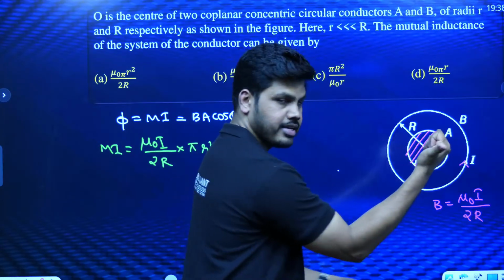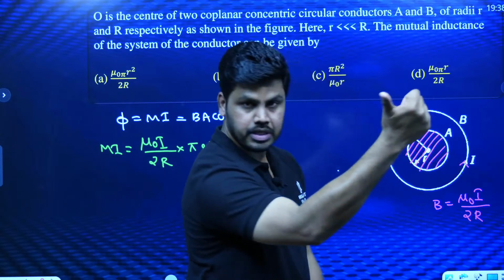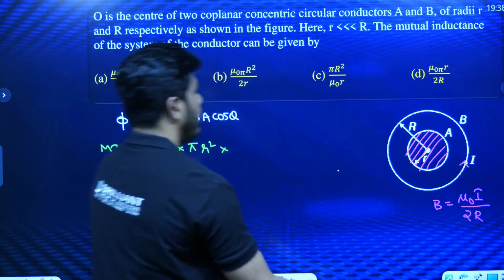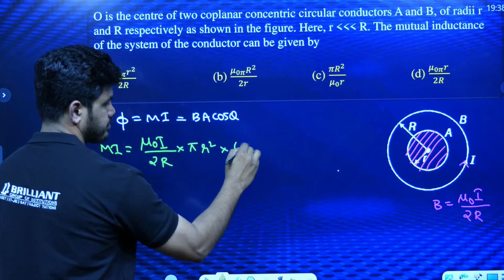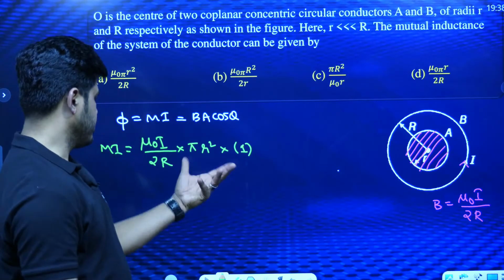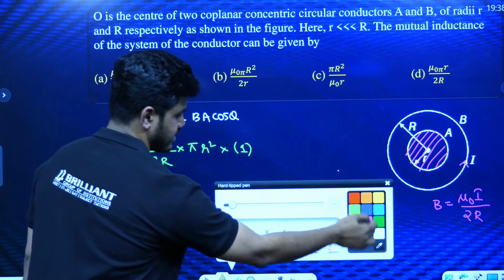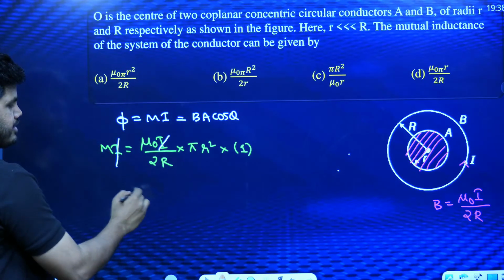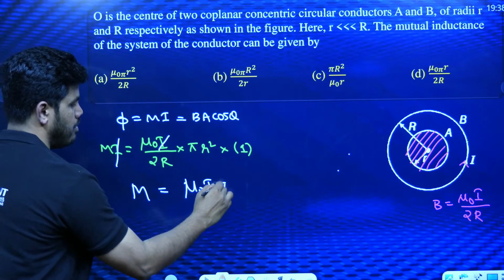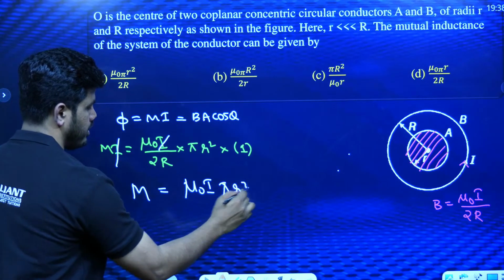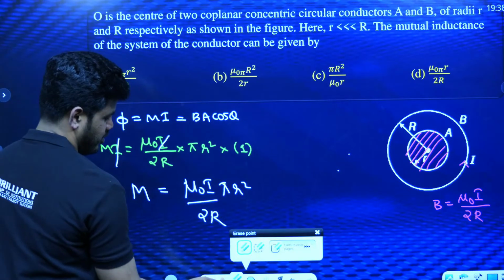We know for anti-clockwise current, the magnetic field will be out of the screen, and the area vector is always perpendicular to the plane, and they are in the same direction. Cos theta becomes 1, theta is equal to 0. Yes, so now we can just simplify this. I gets cancelled from either side, just like in the previous question. Mutual inductance we got directly as mu naught pi r square divided by 2R. Sorry, I is gone, right? No more I.